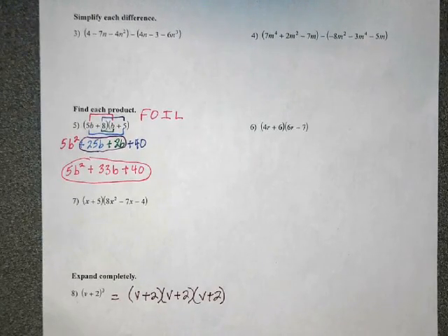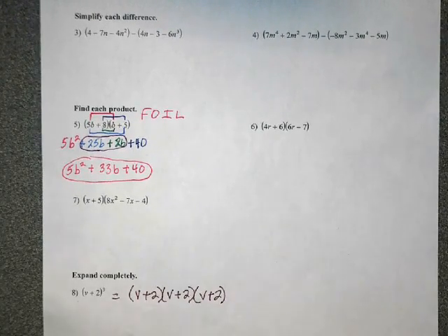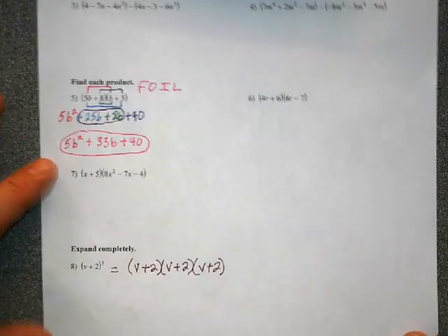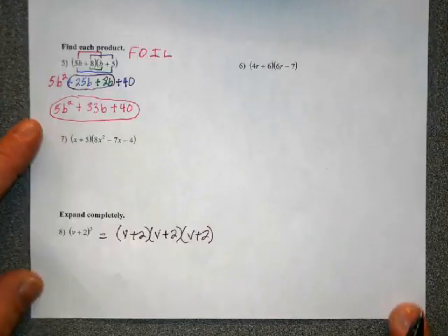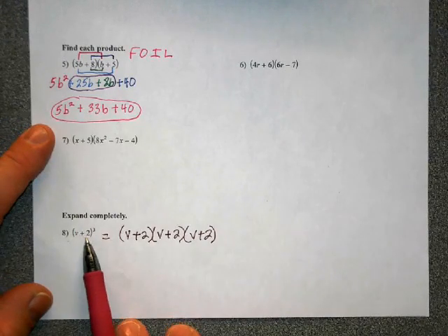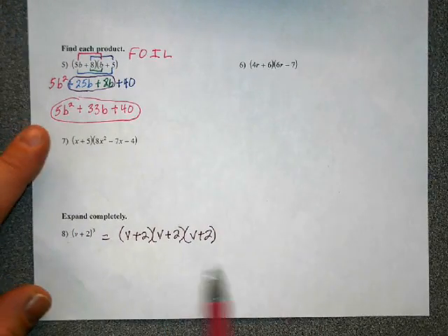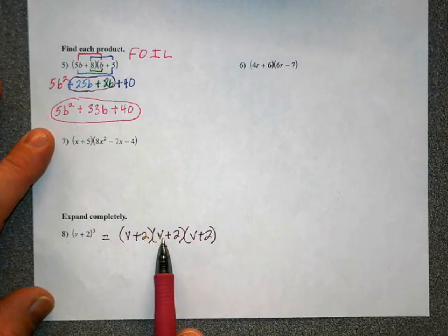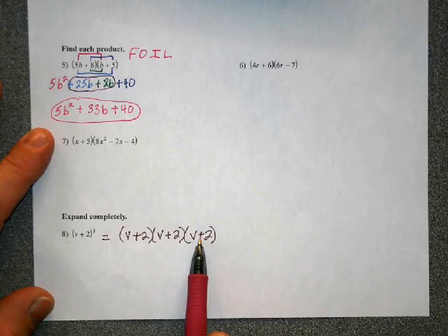I was also confused in number 3. All right, let's do number 8 while we're on multiplication, okay? And then we'll take a look at 3. Now, number 8, I did kind of tell you what the quantity v plus 2 to the cube meant. It meant the quantity v plus 2 times the quantity v plus 2 times the quantity v plus 2.